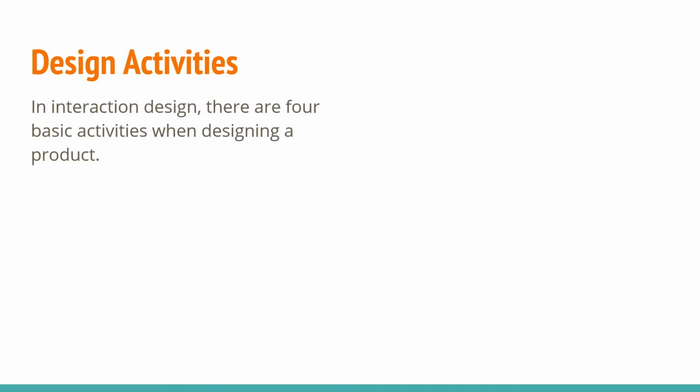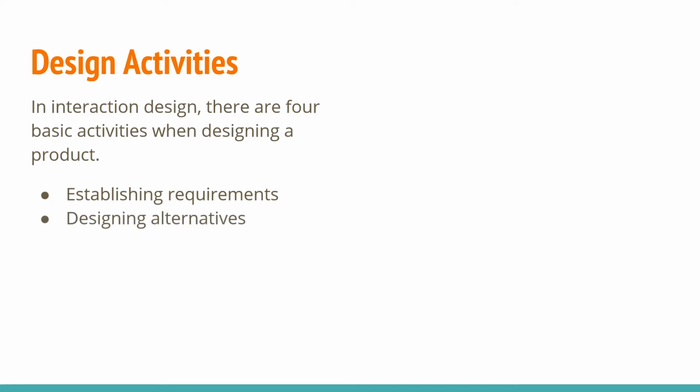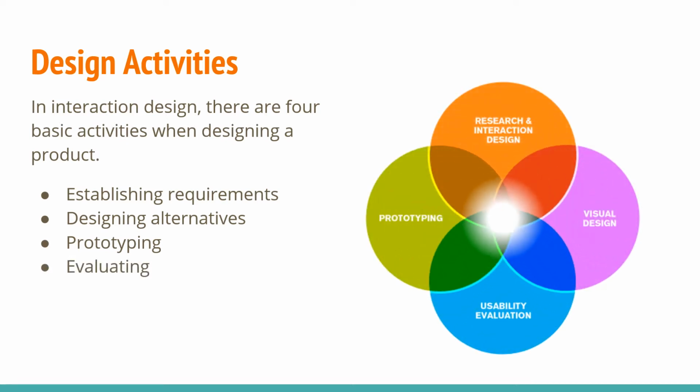Now we've talked about interaction design. Before, we only discussed interaction design. Now we're going to discuss design activities. In interaction design, there are four basic design activities when designing a product. First is establishing requirements, which is basically gathering data about the users and how they interact with the product. Then there's designing alternatives, where you come up with plan B and C of how you're going to convey your product to your users. Then prototyping is where you come up with a sample product and give it to a certain group of people, who later evaluate your product. After the people evaluate it and say that your product is quite good and they would like to use it, that is how we know that a product is successful.